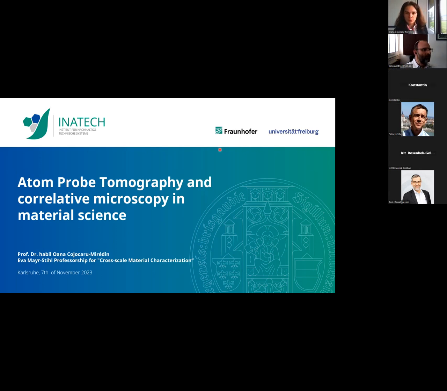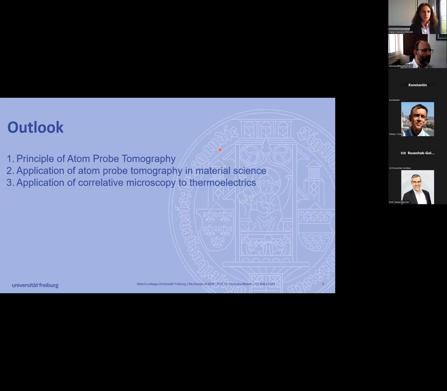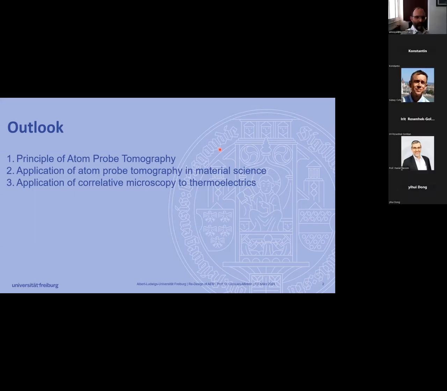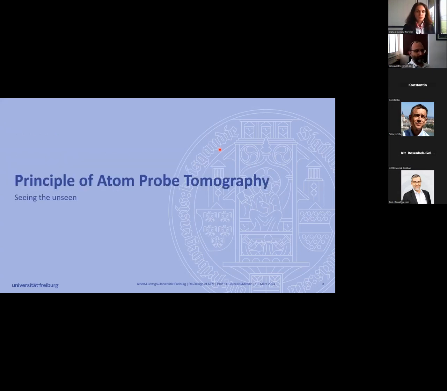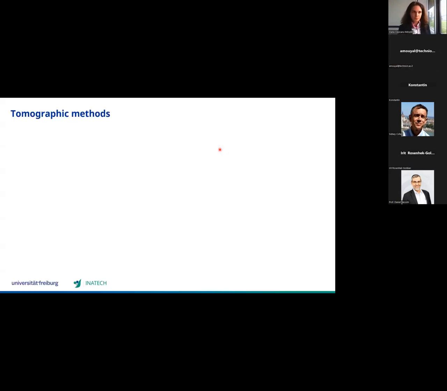But before doing so, I would like to present to you the outline of my presentation today. I'm going to present to you the principle of the atom probe tomography, and also some applications of what can be achieved with the atom probe tomography in general in material science. Then I'm going to present also the application of correlative microscopy, this time for thermoelectrics, and I hope you would be impressed by what can be achieved with that. So let's start with the principle of the atom probe tomography.